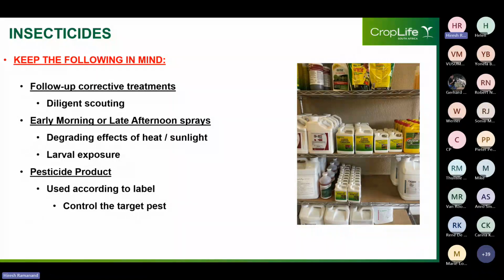When an insecticide is to be used, try to apply the insecticide early morning or late afternoon. Why? Because this reduces the degrading effects of heat and direct sunlight on the product, but importantly also ensures that the larvae, which are mostly active at night, receive maximum exposure to it. Whenever using a pesticide product, and as highlighted with the examples discussed, the product must be used strictly according to the label dosage and application instructions. Ensure the product is registered for control of the target pest on the crop.